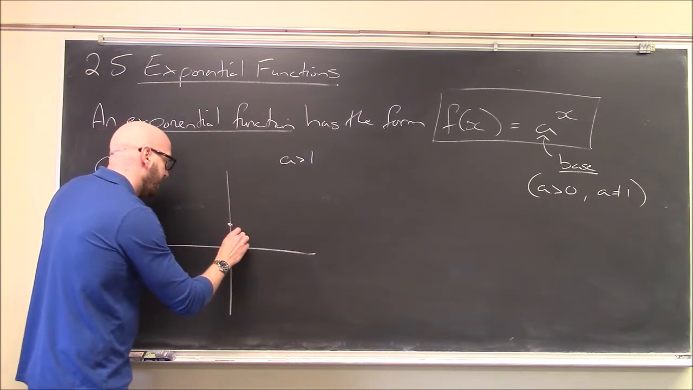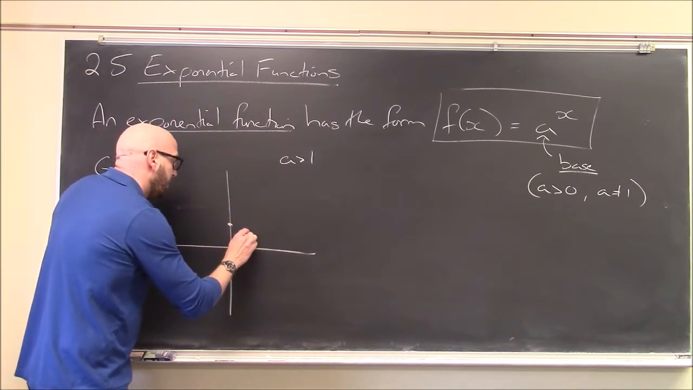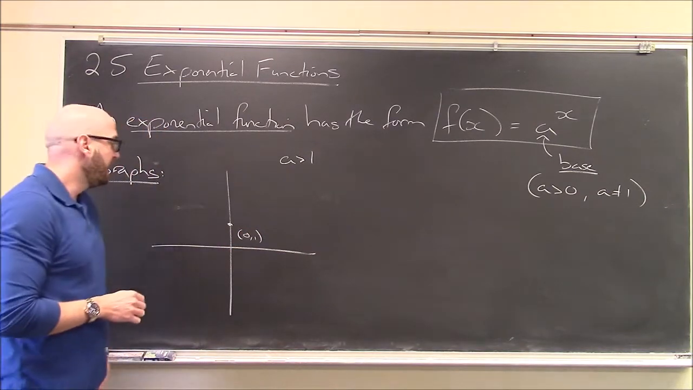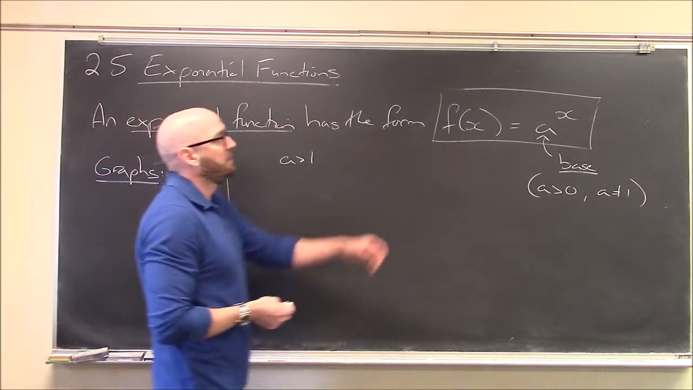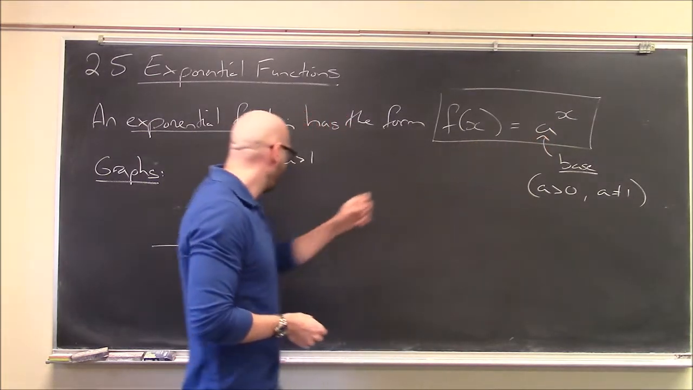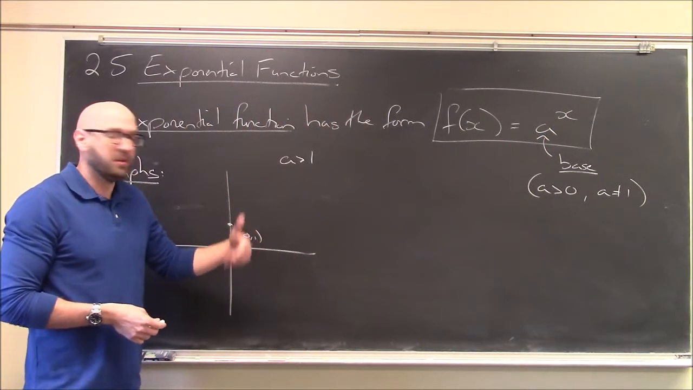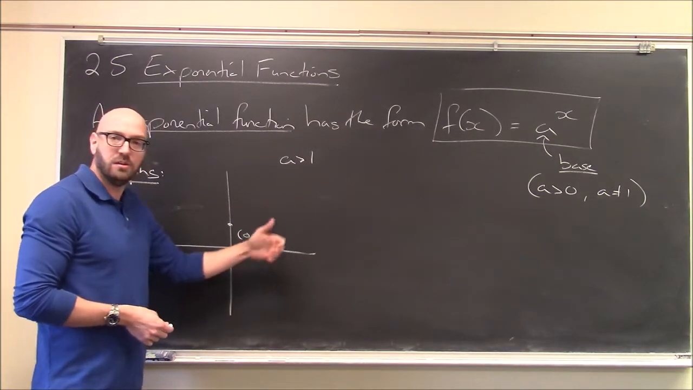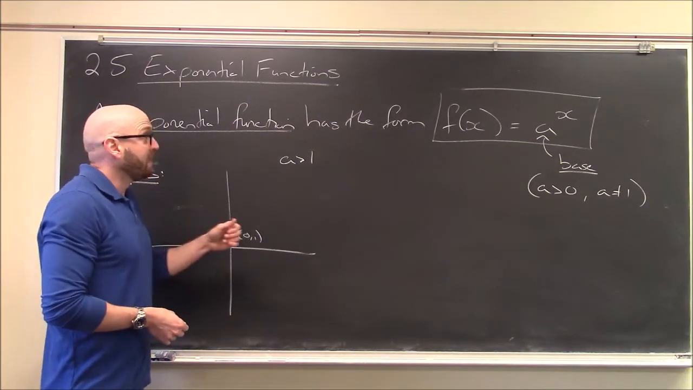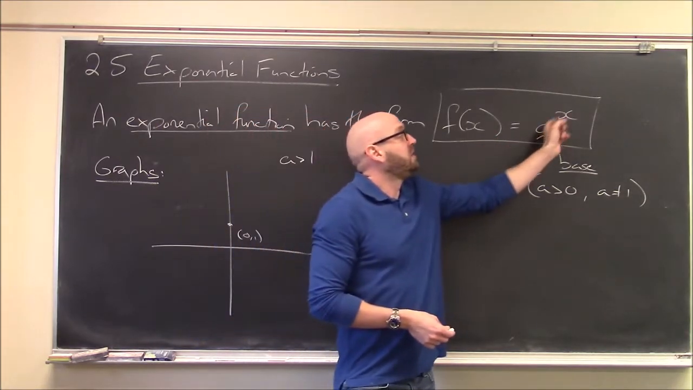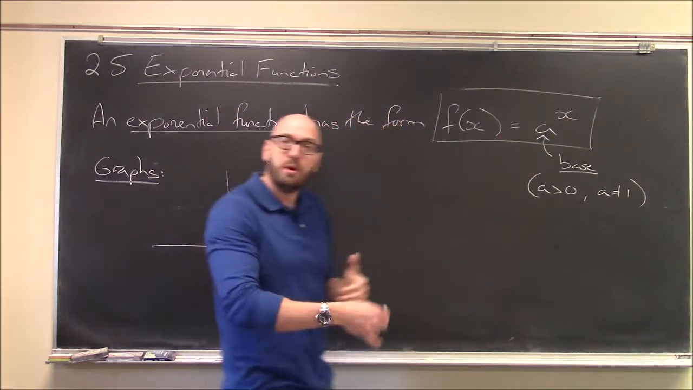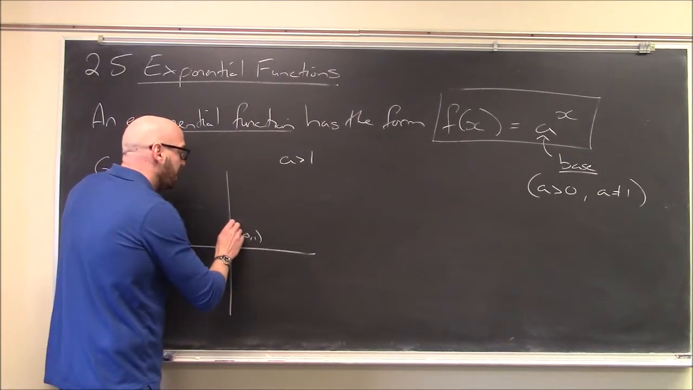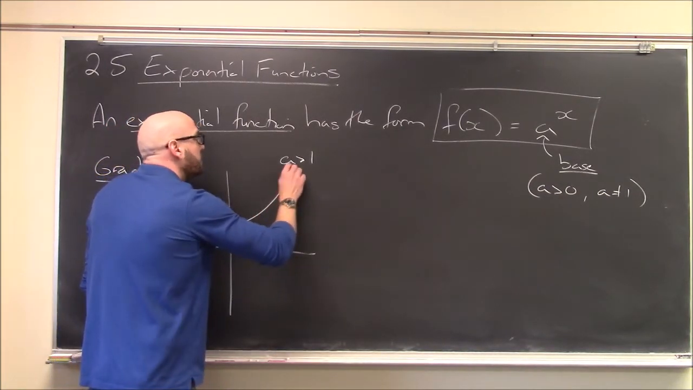This is the point (0, 1). And then what happens? If a is 2, what happens when I plug in 1? I would have 2 to the 1, so it would equal 2. If I plug in 2, I'd have 2 squared, so 4. Plug in 3, 2 to the 3 is 8. As x gets bigger and bigger, 2 to a larger and larger exponent is growing very, very quickly. So as x gets larger, this function doesn't just get bigger, it gets bigger very, very quickly.